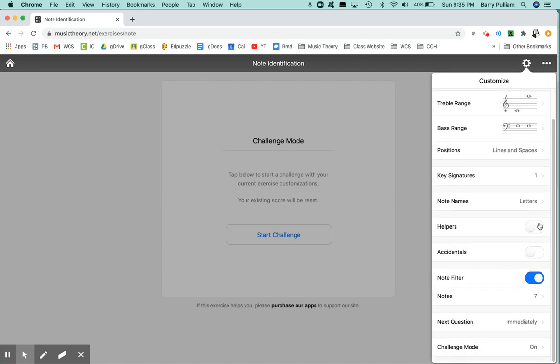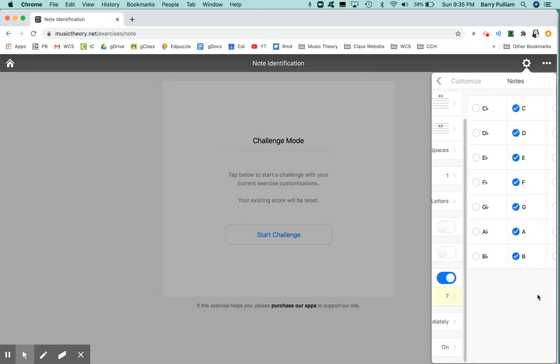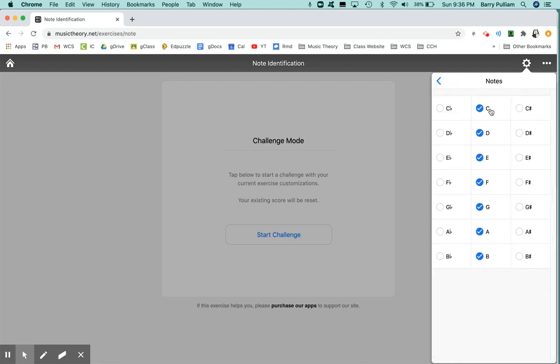Helpers, we don't need any helpers, but you can get helpers if you want them. Accidentals, we are not going to worry about accidentals. It'd start throwing flats and sharps at you then. Note filter. Yes, we want to turn on the note filter, and that means we want to limit the notes to all of the natural notes, C, D, E, F, G, A, B. Now, if we wanted to turn on flats, we could go down through here and identify notes that are flatted, but we're not going to worry about that. Not yet.